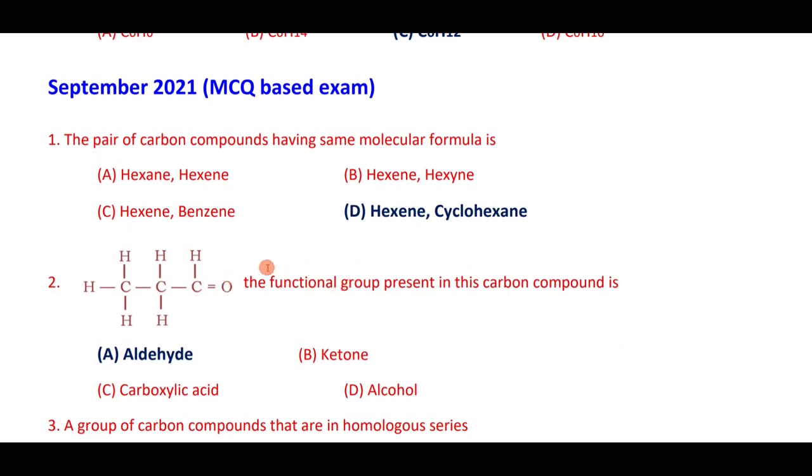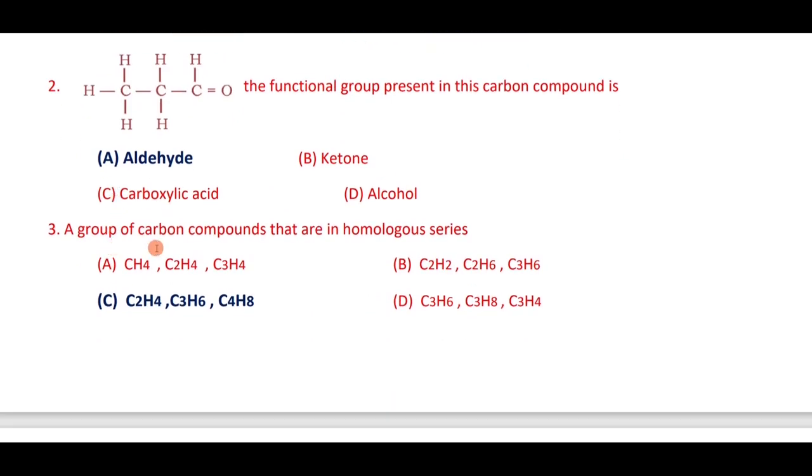What is the functional group? CHO is the aldehyde functional group. Therefore, the correct answer is option A. A group of carbon compounds that are homologous in series. Difference between the successive members should differ by CH2. Therefore, the correct answer is option C.